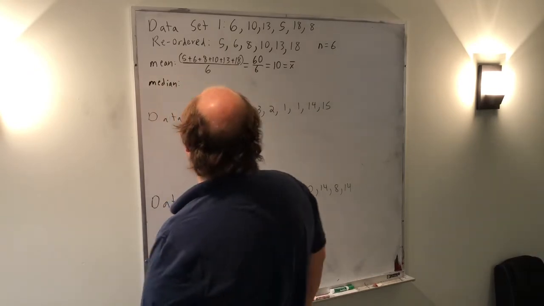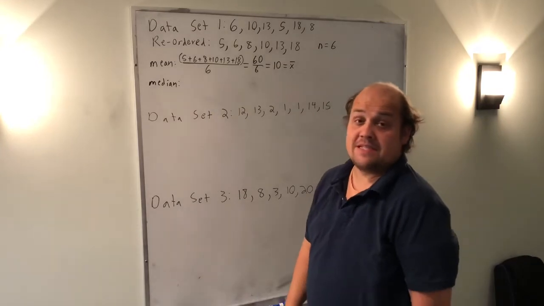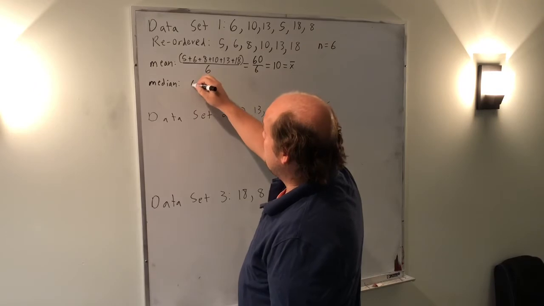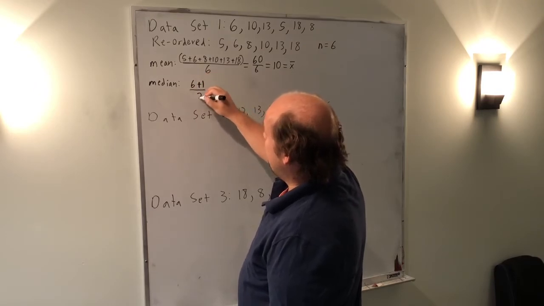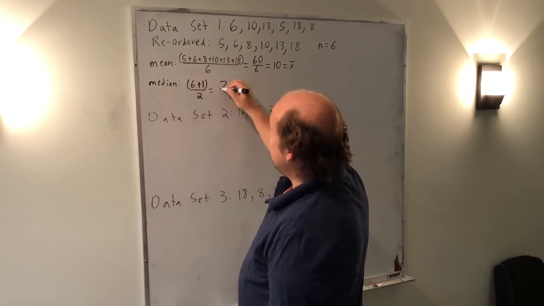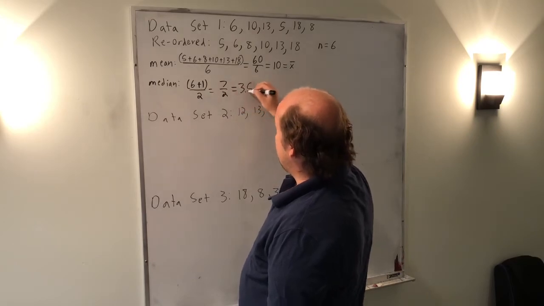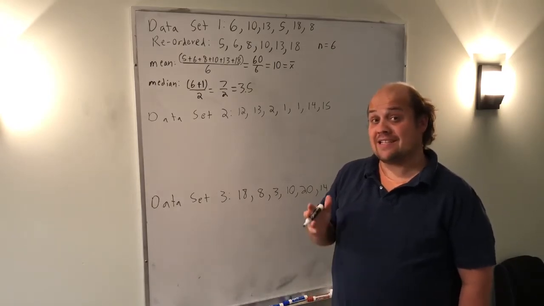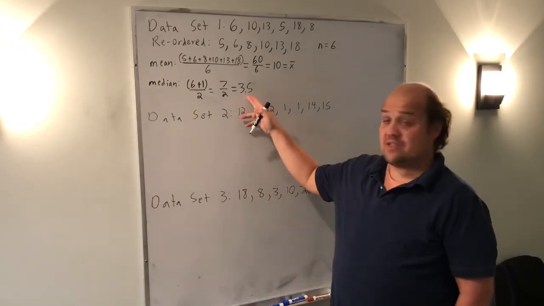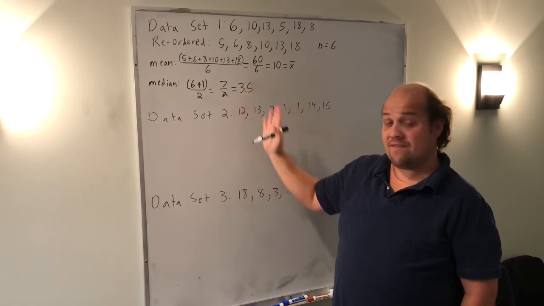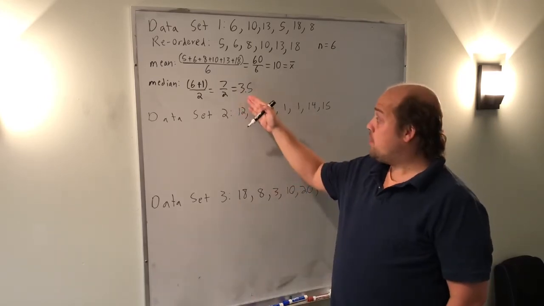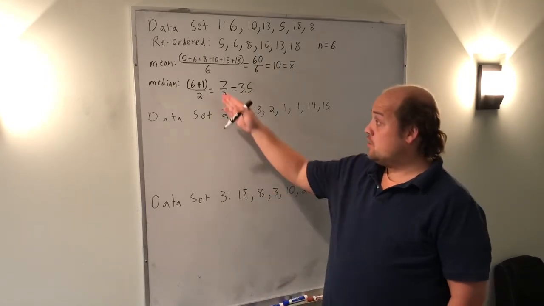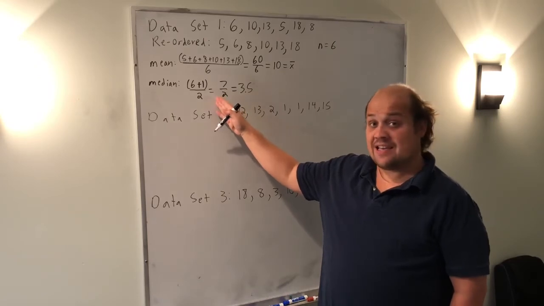To find the median, I'm going to use my median formula to find the position. So the median formula tells me I'm going to take n, in this case 6, plus 1, and divide it by 2. That gives me 7 divided by 2, or 3.5. Again, this formula tells me where to look. It doesn't tell me the answer. So a lot of students get confused and they think the median is 3.5. It absolutely is not. 3.5 tells me that the median occurs between the third and fourth data point. So this returns a position, not an answer.